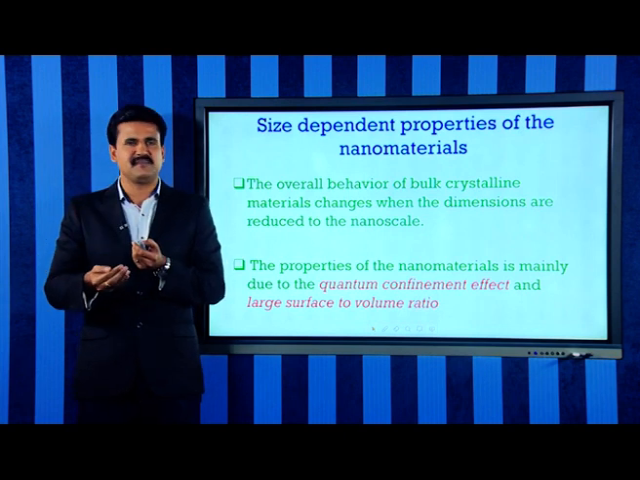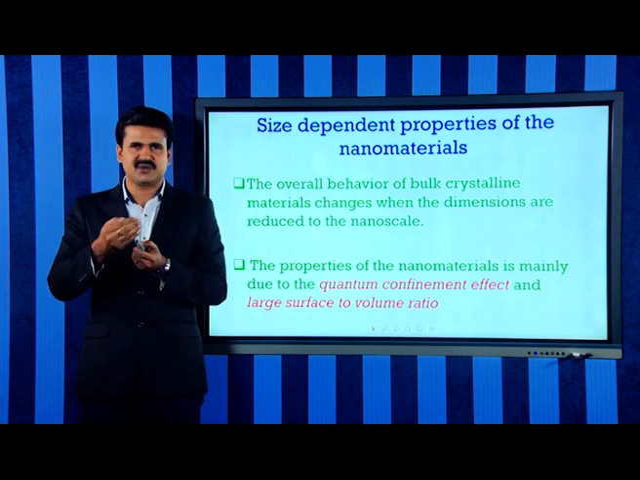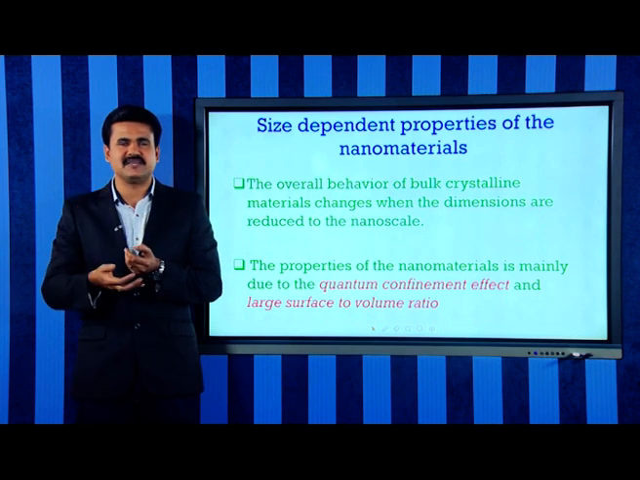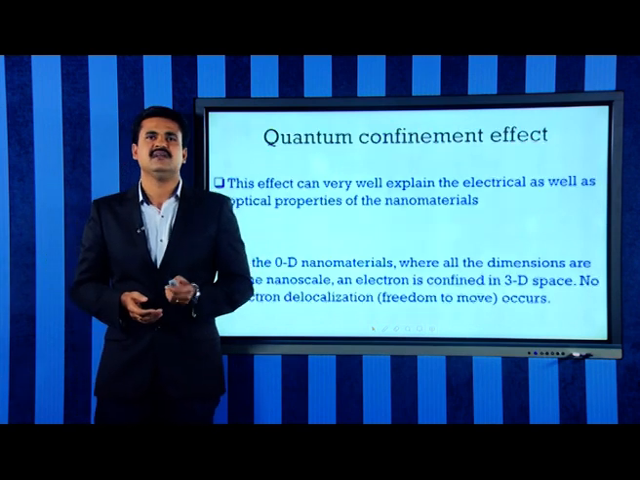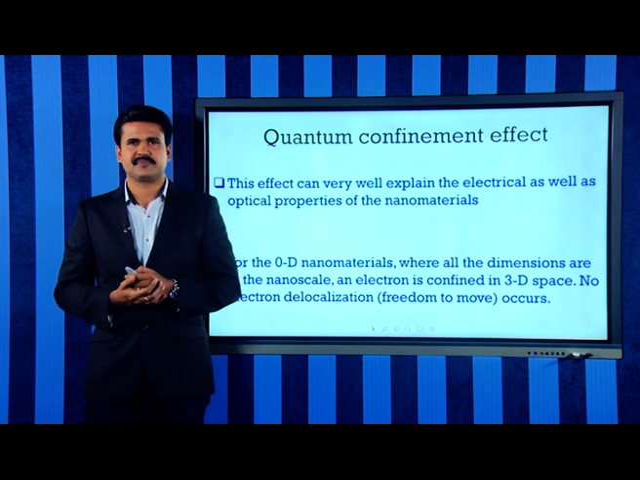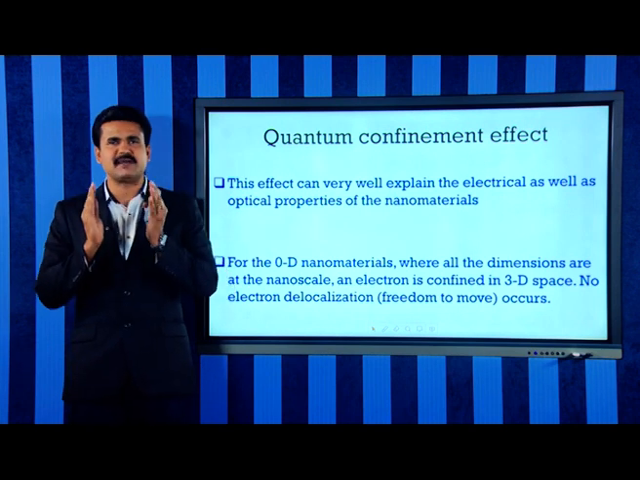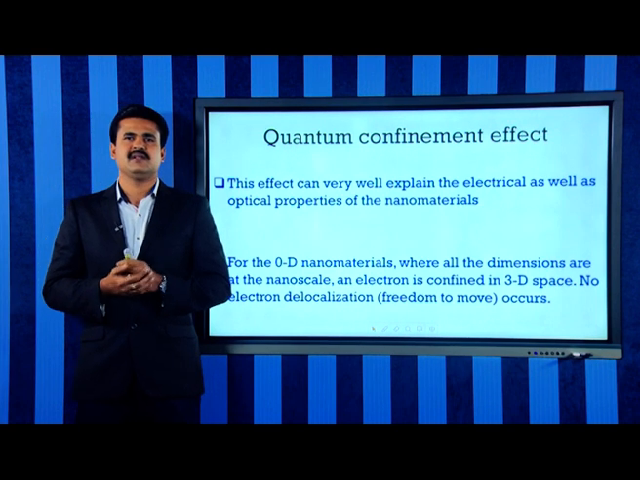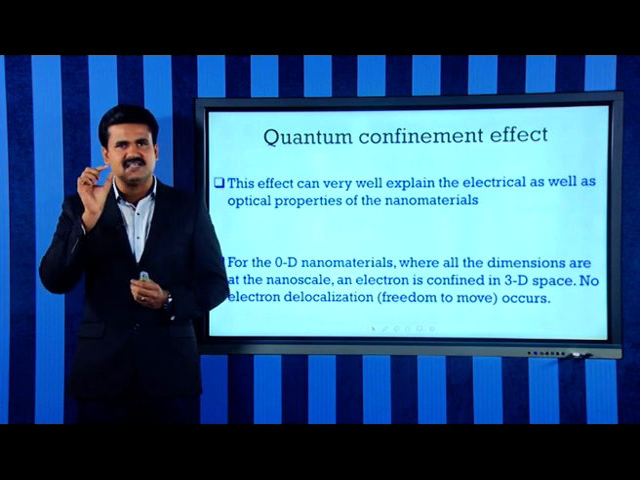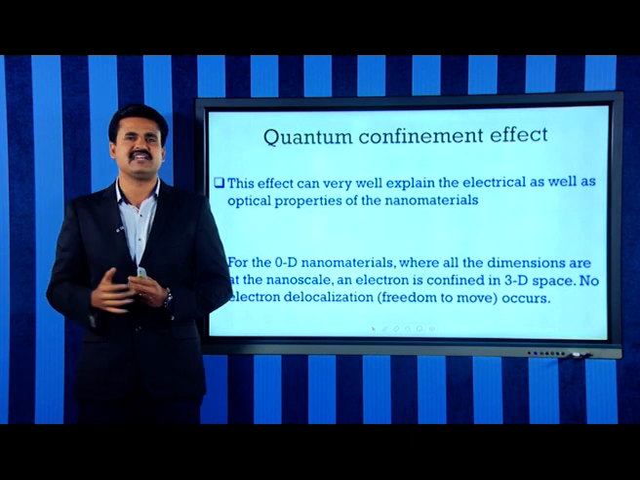The quantum confinement effect and large surface to volume ratio are the two reasons for the different properties of nanomaterial from that of the bulk. Now let us enter into the quantum confinement effect. Confinement means a restriction. For a zero-dimensional nanomaterial, as in the case of a quantum dot, the size is reduced to nano regime along all three spatial orientations.